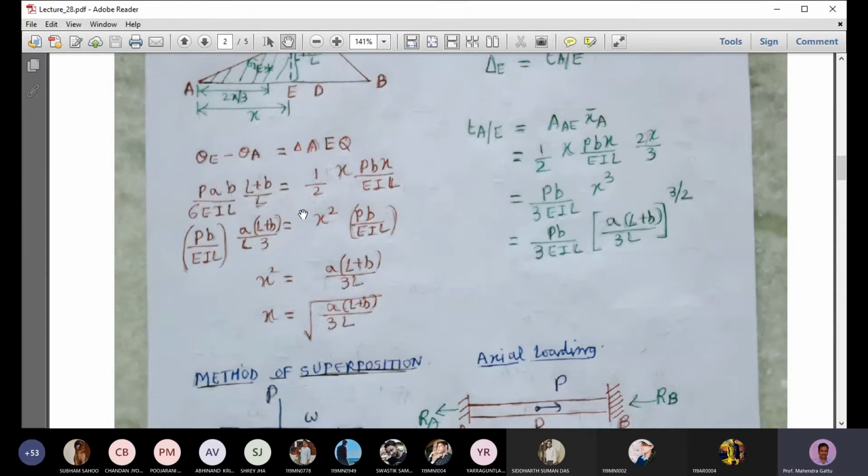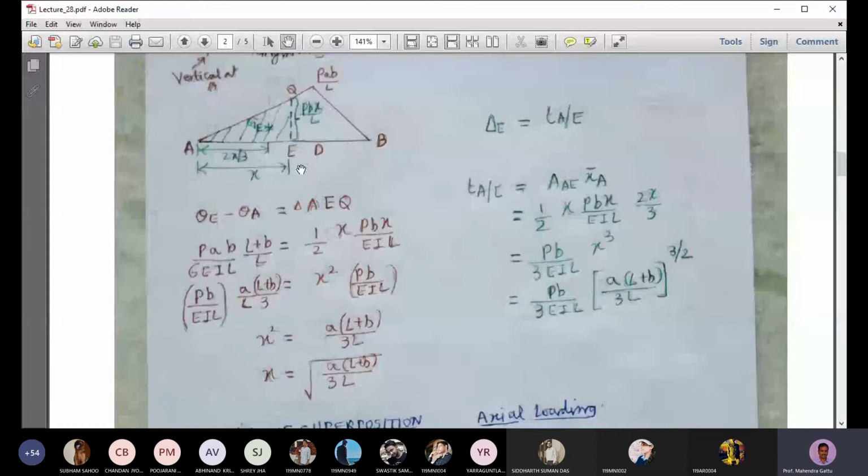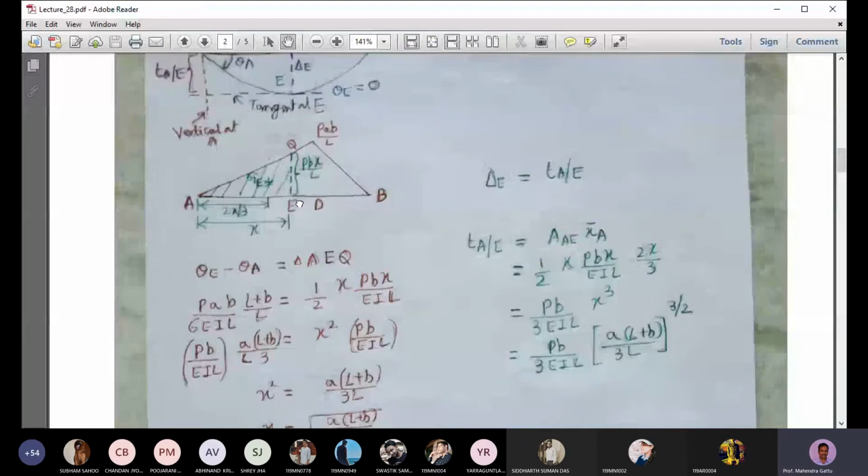So we take the x square term and simplify it further. For simplifying, we take PB by EIL common on both sides, and here 6 by 2 becomes 3, and what is left is A into L plus B by 3L. Then we cancel these terms, and we have x square is A into L plus B by 3, so x will be the square root of A into L plus B by 3L. That is the location where the slope is 0, and therefore the deflection will be maximum there.